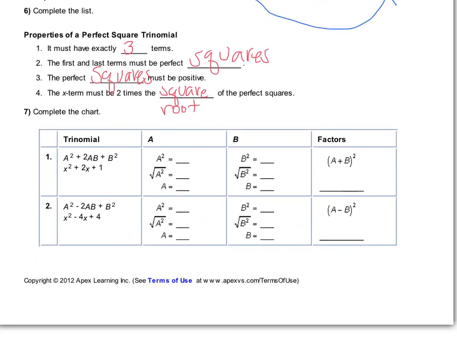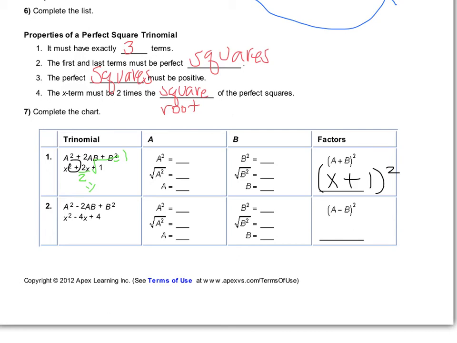Alright, so let's do example 1 here, problem 1. I'm going to check to see if this is a perfect square trinomial. I notice that this is positive and this is positive, so that's 2 good signs. I'm going to divide this one by 2, and I get 1. I'm going to take the square root of 1, and I get 1. So they're the same numbers, so that means this will work. So my factor is going to be x plus, and that plus sign happened because there was a plus sign right there, 1 squared. And that would be my answer.